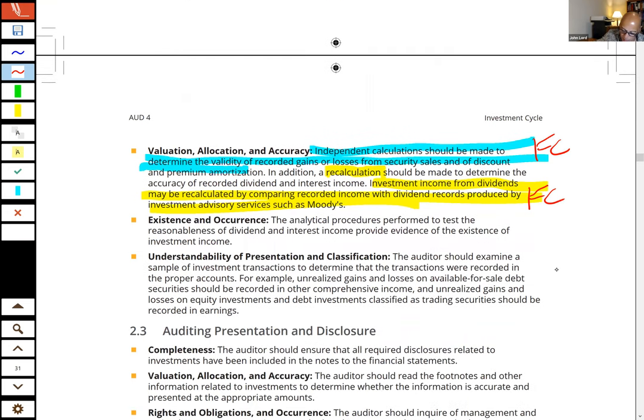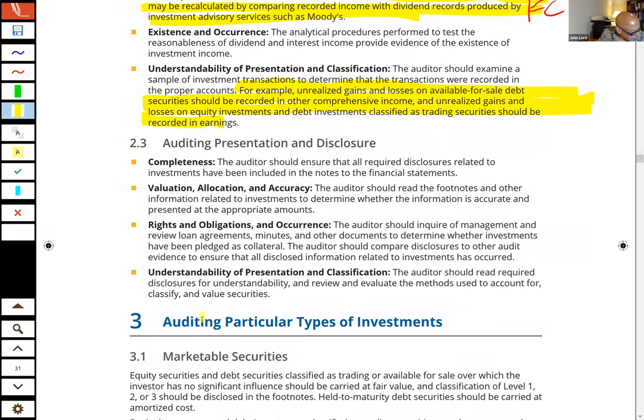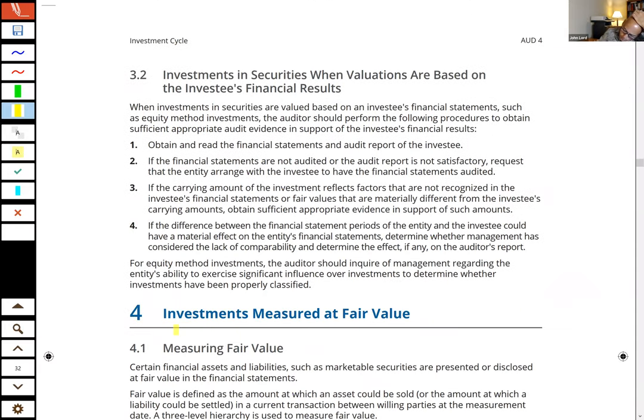And then understandability and classification. For example, if we're dealing with available for sale securities, then that would be reported as other comprehensive income, versus a trading security, which is going to have to go into net income. Okay, good. Let's come over to the income statement. And they go on a bit about investments, don't they? I mean, this is a pretty light area.